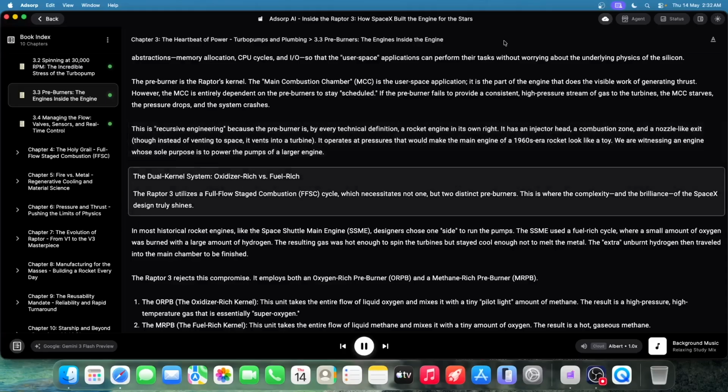In the dual-kernel system, oxidizer-rich vs. fuel-rich, the Raptor 3 utilizes a full-flow staged combustion cycle, which necessitates not one, but two distinct preburners. This is where the complexity and the brilliance of the SpaceX design truly shines.